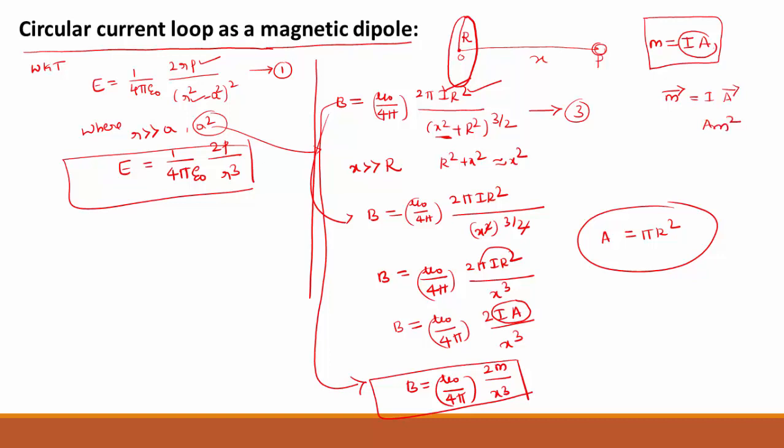Its SI unit is ampere meter square, and the magnetic dipole moment is a vector quantity. Its direction is normal to the plane of that loop. This is the expression for the circular current loop acting as a magnetic dipole. Now we will see some differences between the electric dipole and magnetic dipole.